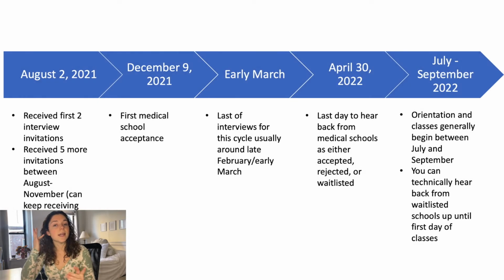Next, August 2nd of 2021, I received my first 2 interview invitations. Very exciting day. And after that date, I received 5 more invitations between August and November-ish. But you can technically still keep receiving invitations until January, and I think even sometimes February. If you don't get them in August, September, I think that's the majority. People get them like September, October, November.